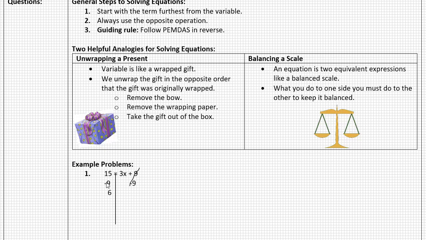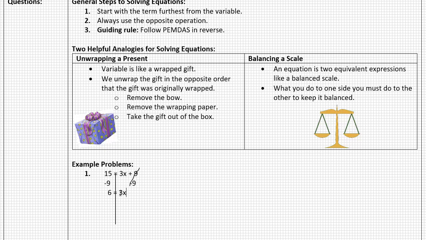You said that 15 subtract 9 is 6. I would agree with you. And so now we know that 6 is equal to 3x. So we're getting much closer to that present, that gift inside. It's like we just took the bow off by subtracting 9 from both sides. So now we want to unwrap it. It's in that box with the wrapping paper on it.